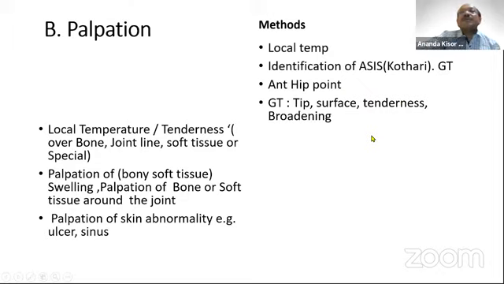Next, the borders of the GT are ascertained, the anterior border and the posterior border. Usually the posterior border is easily ascertained because it is covered by the muscular fibers of the gluteus maximus, whereas the anterior border is very difficult to identify because it is covered by the tough tensor fascia lata. So we have to press a little deeper. If the anterior and posterior borders are identified, then you can easily identify broadening of the greater trochanter, which is compared with the other side.